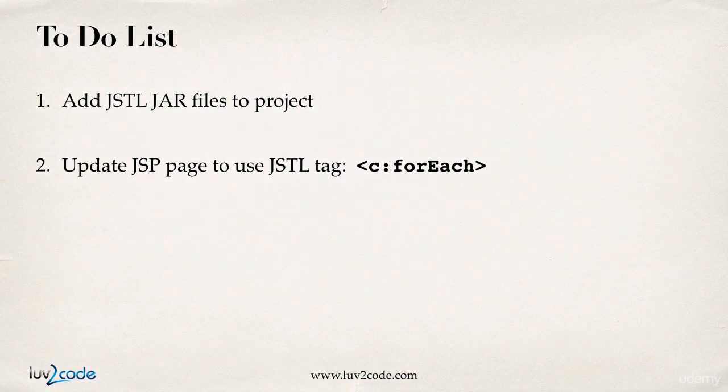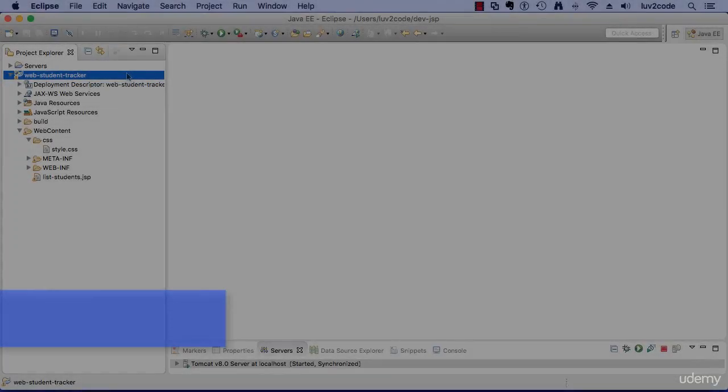In step 1, we're going to add our JSTL jar files to our project. Then we'll go through and update our JSP page to make use of the JSTL tags. In particular, we'll make use of the forEach tag. And that's really all we have to do. All the servlet and database code stays the same. We're simply updating the JSP page.